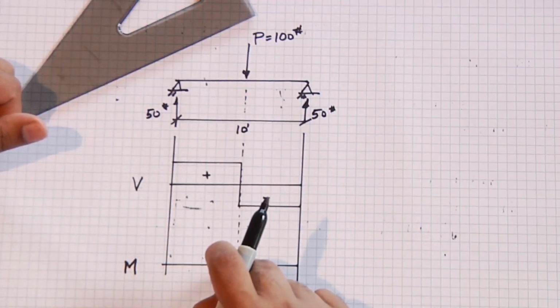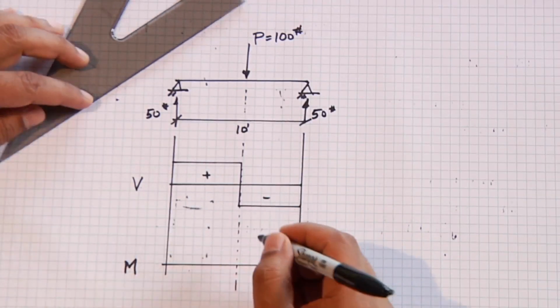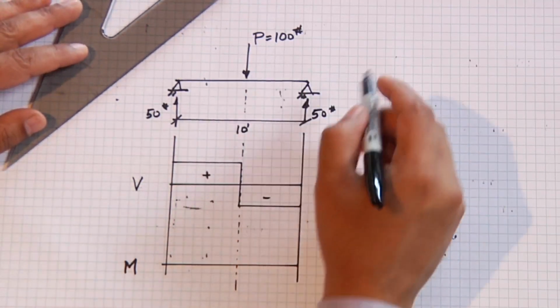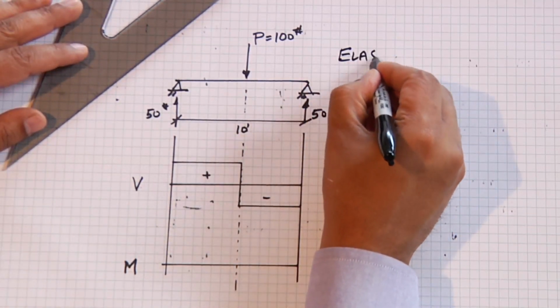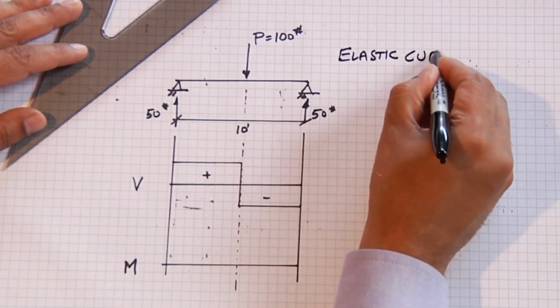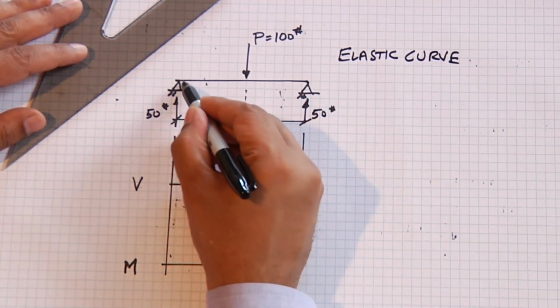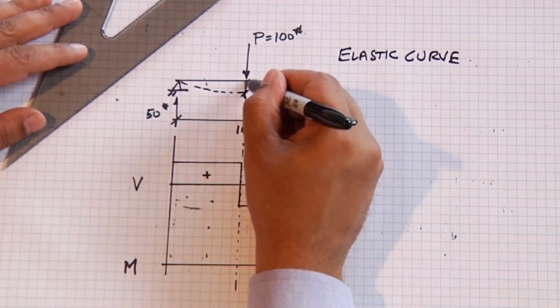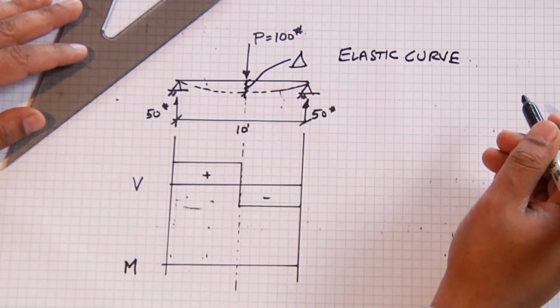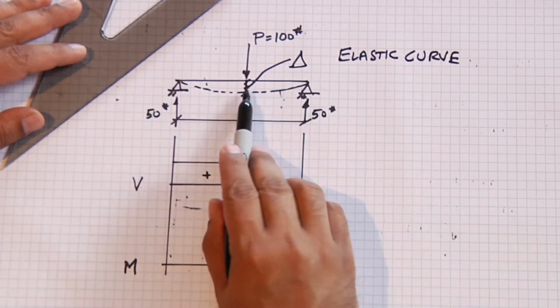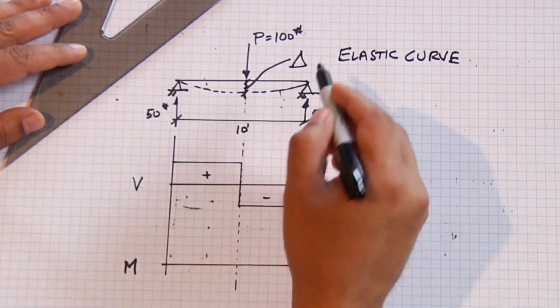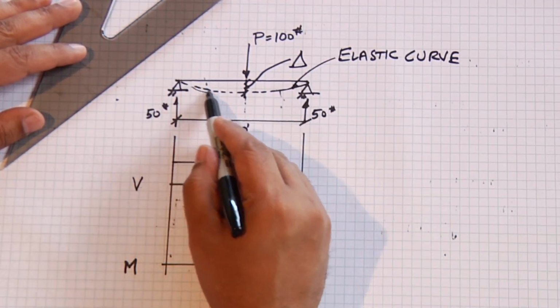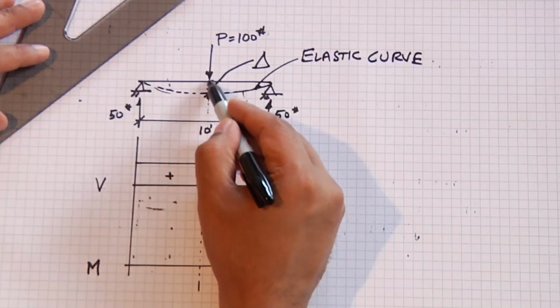Now the moment diagram, we're going to do that now, but let's look at this beam and let's draw the elastic curve. The elastic curve looks something like this because you're going to have the maximum deflection occurring at the center, the midspan. The elastic curve tells us that the beam is bending downwards with a positive deflection going down.